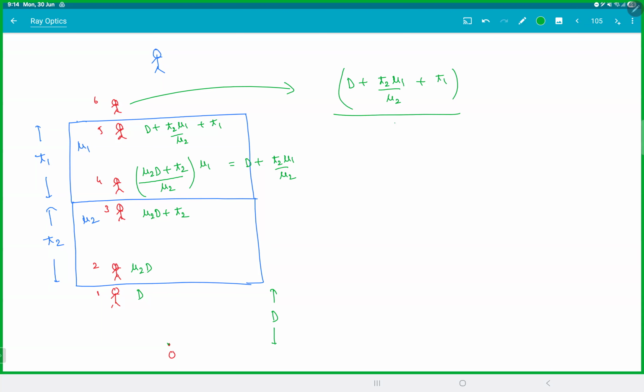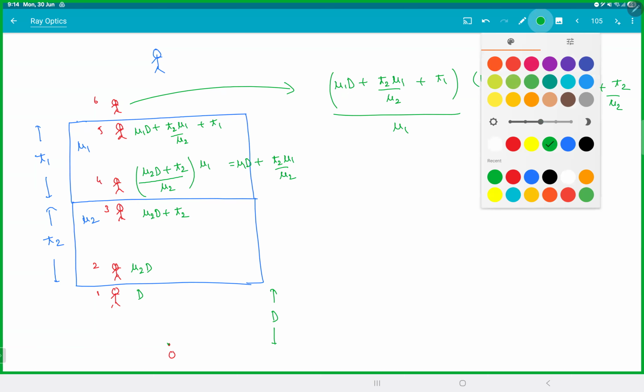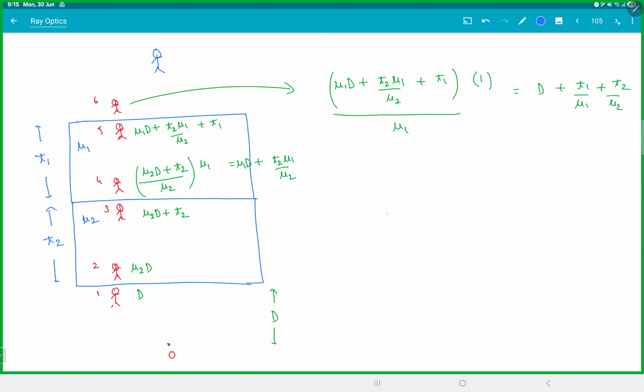Person 6 will think the object is in mu1. His medium is 1. I forgot, there's a mu1 also here. This turns out to be D plus T1 by mu1 plus T2 by mu2. You get a pretty good result actually. So the bird will say the final answer will be H plus D plus T1 by mu1 plus T2 by mu2.